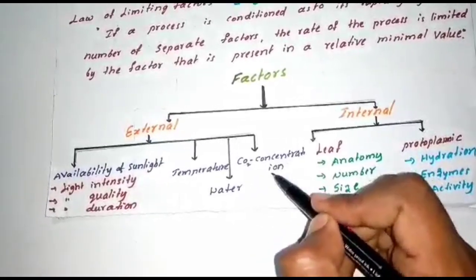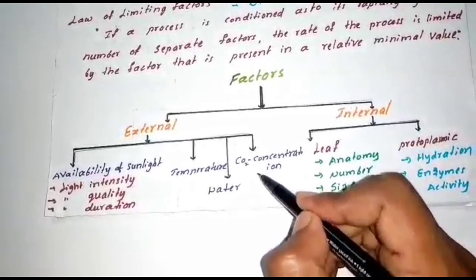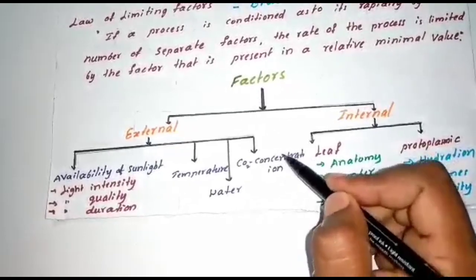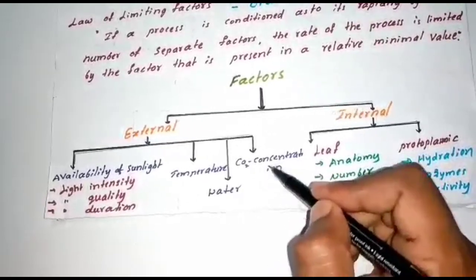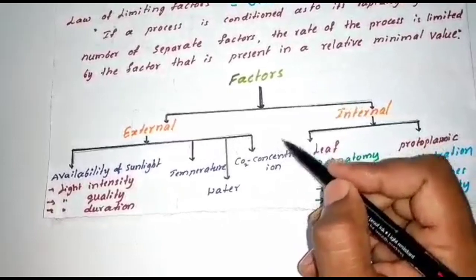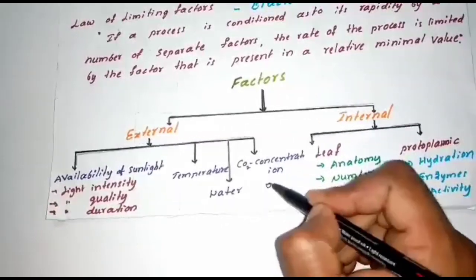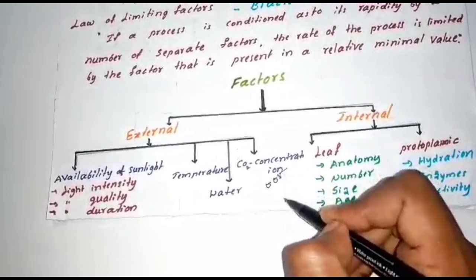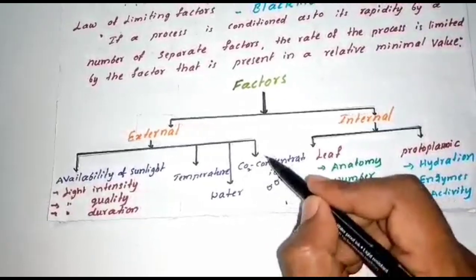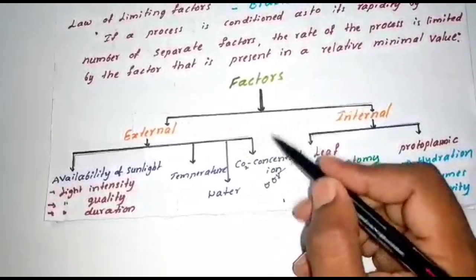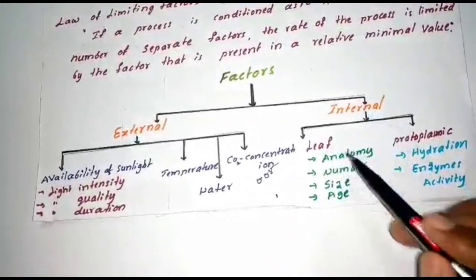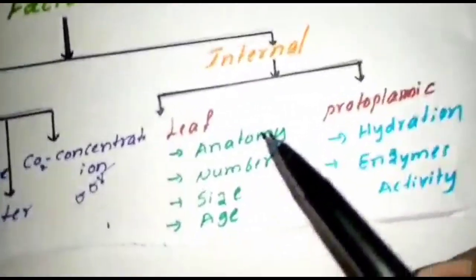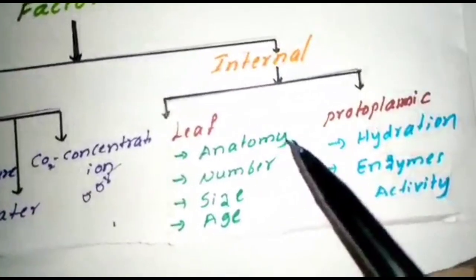Concentration of carbon dioxide. When the carbon dioxide concentration increases from 0.03 to 0.04, 0.05, the rate of photosynthesis also increases. When the concentration is more than 0.05, the rate of photosynthesis falls down. In the sense, carbon dioxide is also one of the factors affecting the rate of photosynthesis. Coming to the internal factors, leaf anatomy: the amount of mesophyll cells, the amount of chlorophyll, and the amount of chloroplast also impact the rate of photosynthesis.